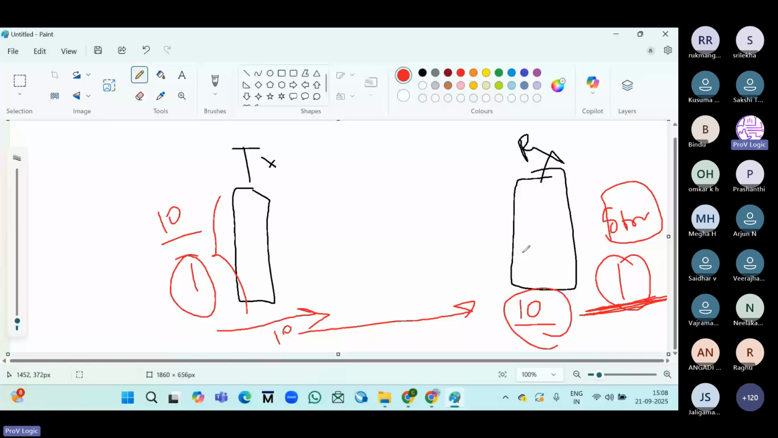What is the difference between a register and a latch? Can you tell? A latch will not store any data. Okay. A register is edge triggered and a latch is level triggered. Some of you said a latch doesn't store any data. Is that correct? No, ma'am, it stores.